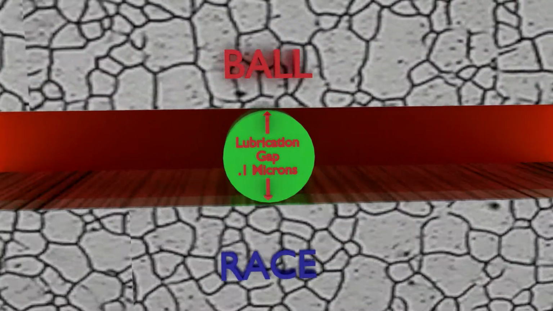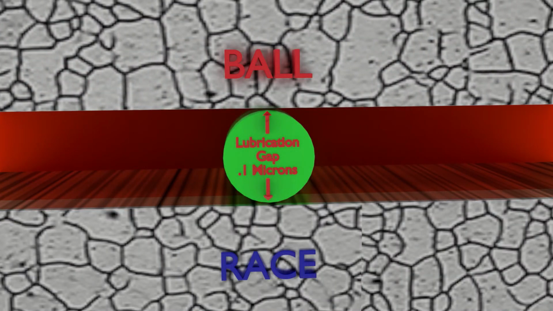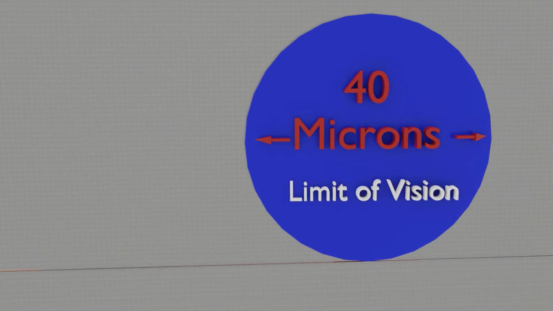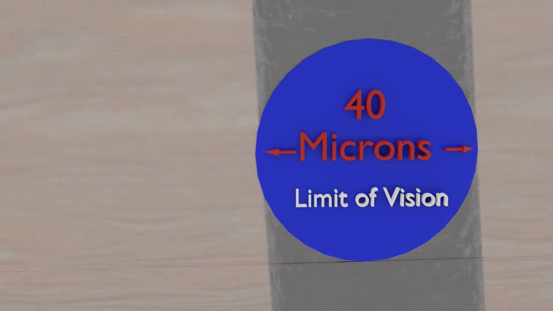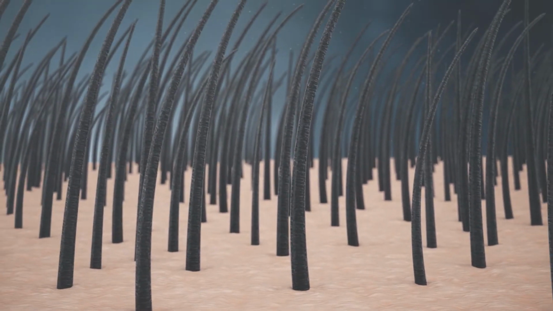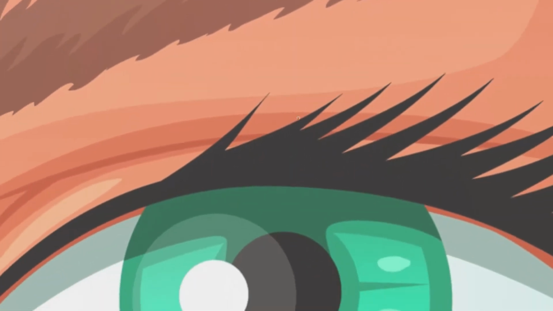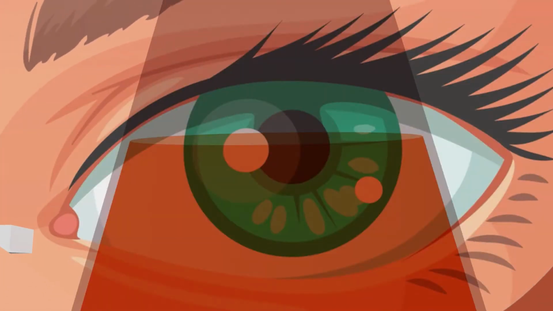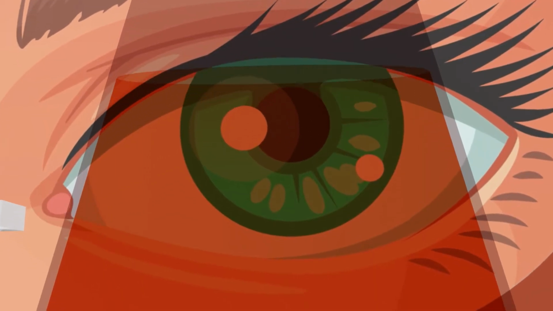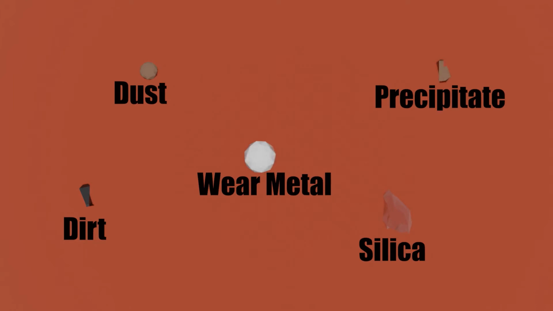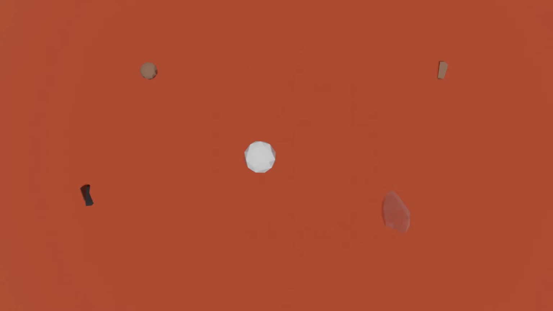How small is that? Well, the smallest particle the naked eye can see is only 40 microns, which is 4,000 times larger and approximately the diameter of a cross-section of human hair. That's why John couldn't see the tiny particles of contaminant floating in his oil sample, such as dust, dirt, silica, precipitates, and wear particles.